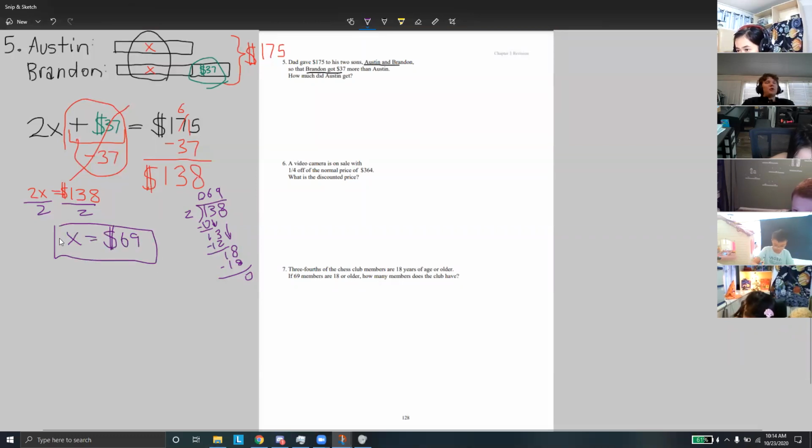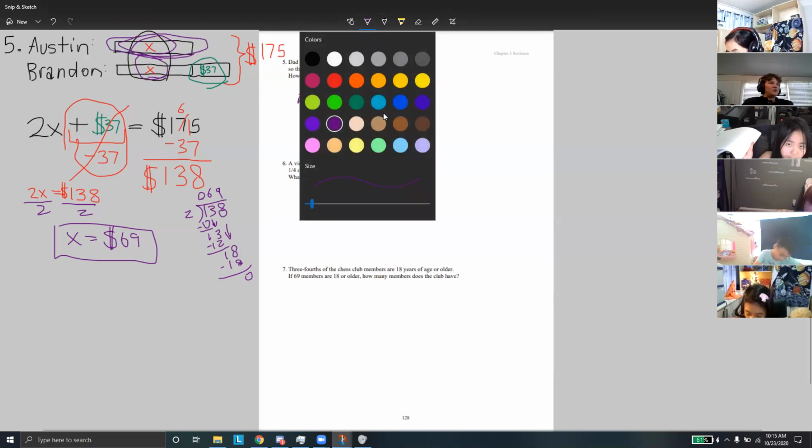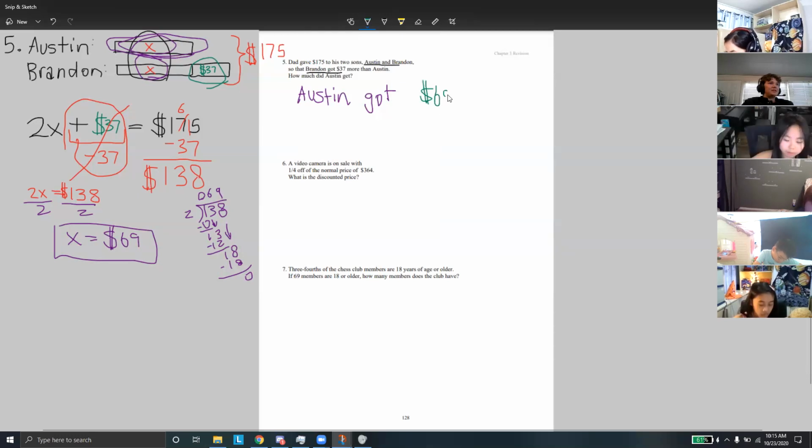And so let's just make sure before we write down our answer that we did it all right. Let's make sure that this is what they're asking for. So we know that Austin's amount is $69. We know Brandon's original amount was $69. And they're asking, how much did Austin get? And in our bar model, we show that Austin got x, and x is equal to 69. So Austin got, I'm going to use green for it, $69. Great. And Brandon got $106. Good. They should have asked for both of them.